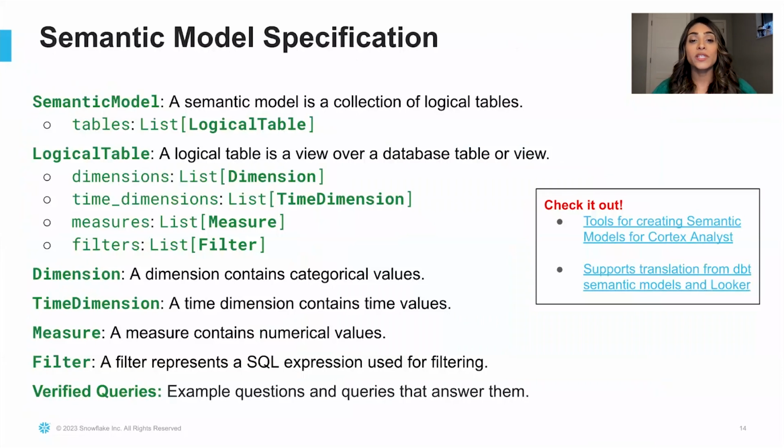You can also specify commonly used filters over the logical table, making it easier to apply consistent criteria across your analysis. Each of these categories allow you to define related fields like synonyms, descriptions, sample values, and more. This adds a layer of context that enhances the accuracy of your data analysis.